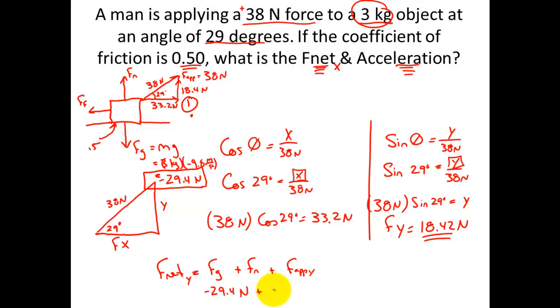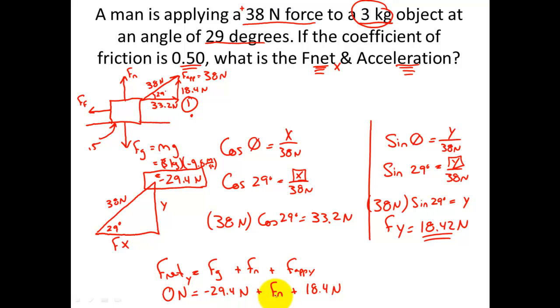plus the normal force, which we don't know yet, plus the force applied in the y direction, which we said was 18.4. And that's going to equal 0 because the object is not accelerating up or down, it's moving horizontally. So the net force in the y direction is going to be 0 newtons. And we're just going to do a little addition and subtraction here and solve for the normal force.